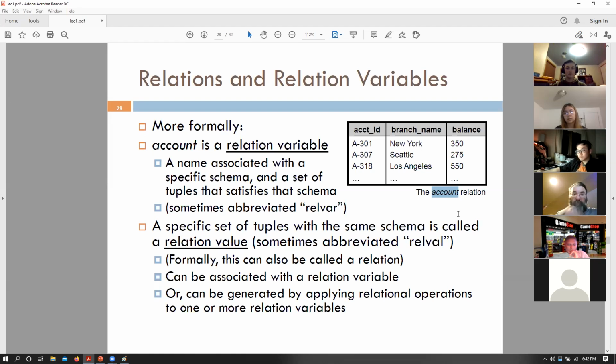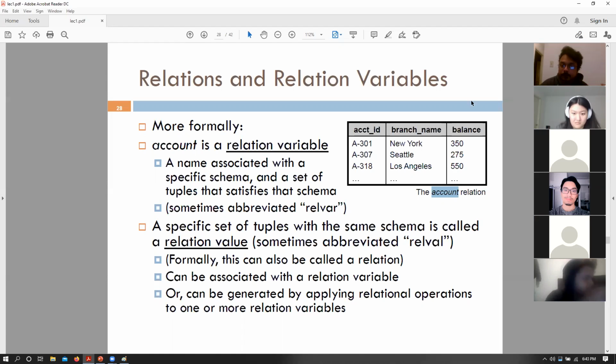Now, another thing that we need to know is what is a relation value. It is a specific set of tuples in my table in the same schema. If I have a subset of tuples selected, or the entire table, but essentially a specific set of tuples, maybe the result of some query that we are doing, or maybe the result of modifying that particular table, we would call that set of tuples the relation value, or sometimes abbreviated as relval.